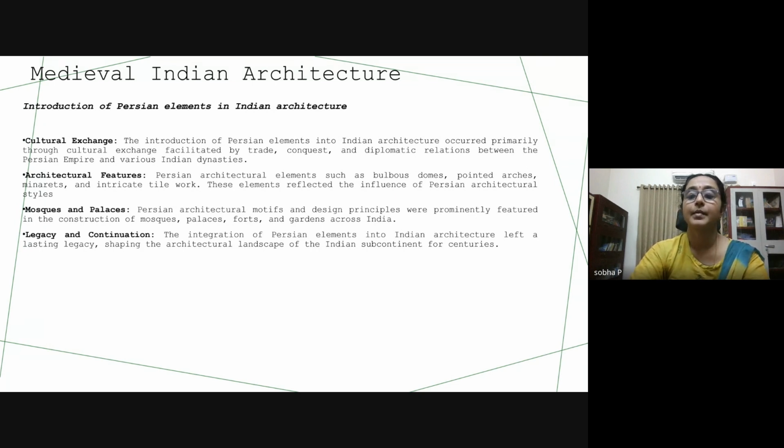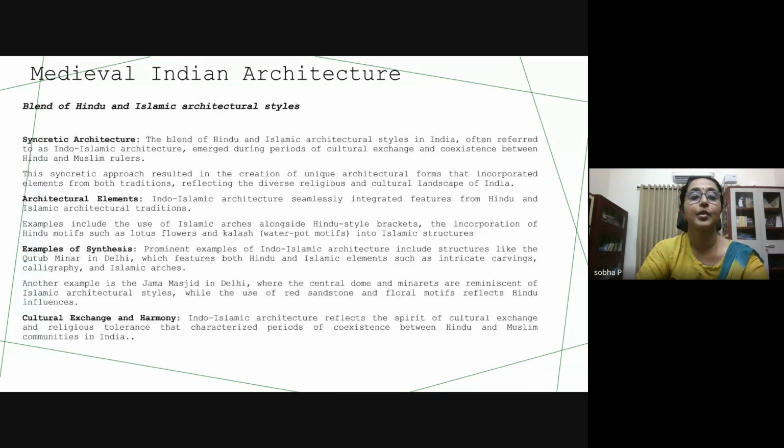Mosques and palaces prominently featured all these Persian motifs, which were also featured in the construction of palaces, forts, gardens, etc. The integration of these Persian elements into Indian architecture actually left a lasting legacy that shaped the landscape of the Indian subcontinent.